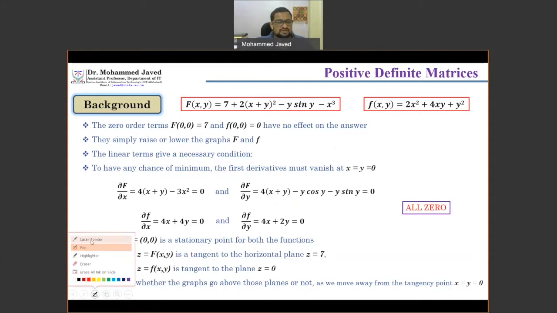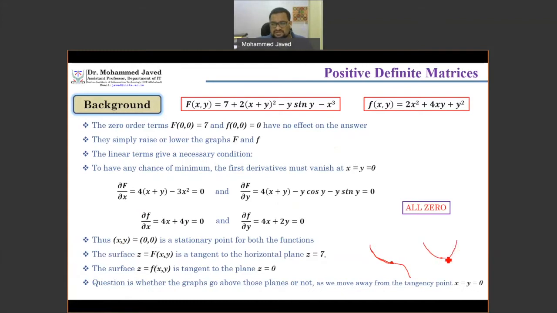We have ensured that there is some minimum point, but we don't know whether it is increasing in one direction and decreasing in another, or increasing in both directions. There is a point here, but whether it is decreasing in both directions, we have not made sure. So now we will use the second derivative to ensure that.